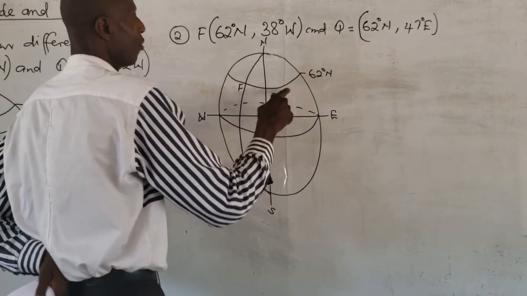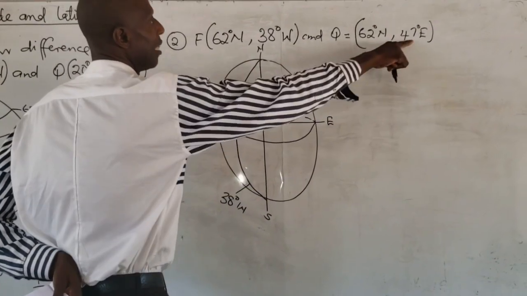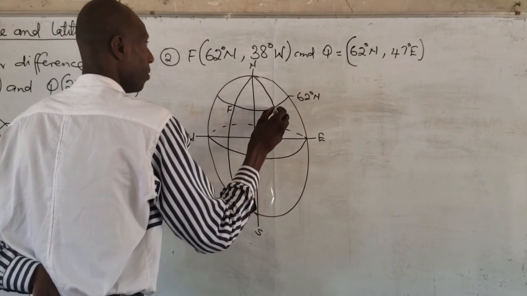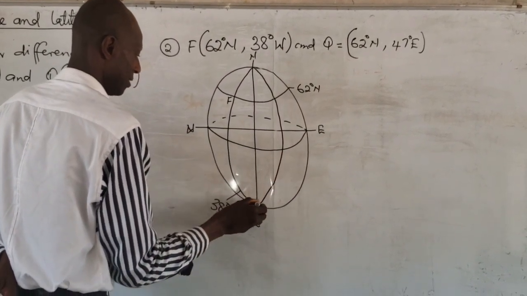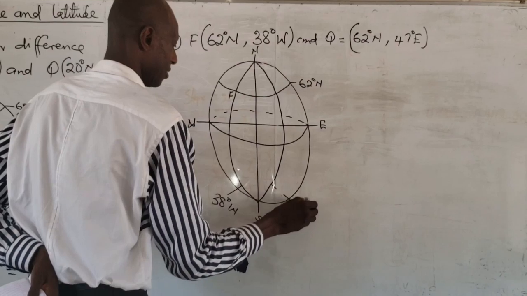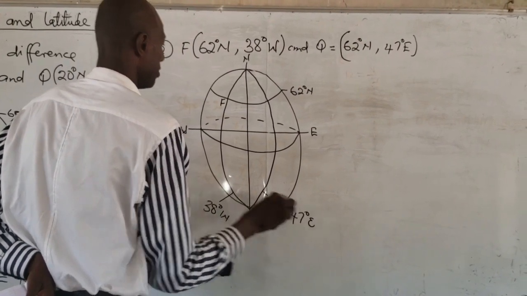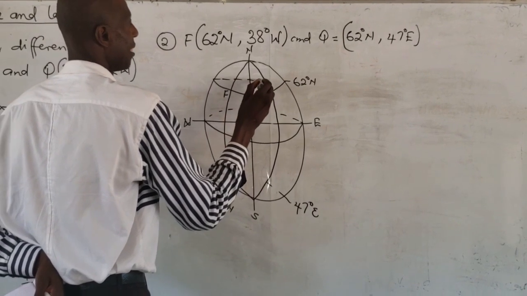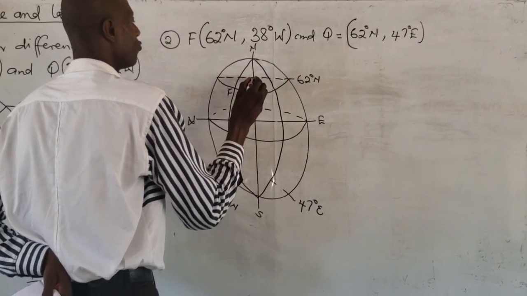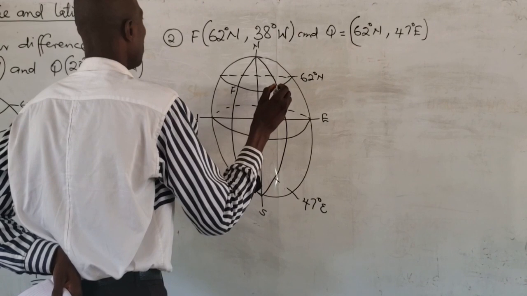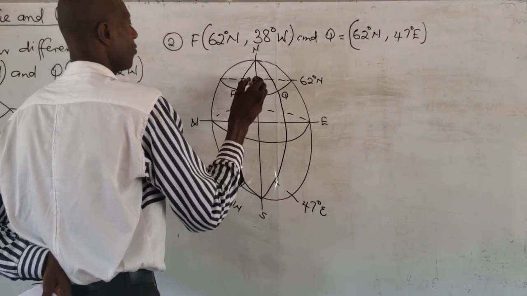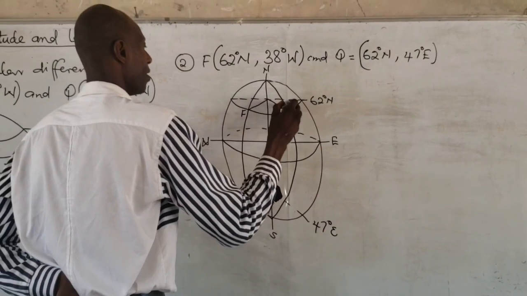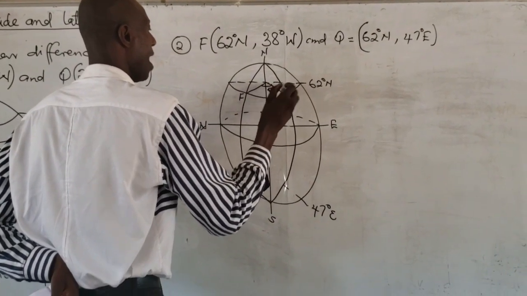This is our Earth. Here is the other one. We have the same latitude, but the longitude here is 47 degrees east. It's coming to the east. Here is 47 degrees east. So both of them have the same latitude. So I will drop, here is P and Q. I will drop it from here to here and from here to here. This is our angular distance.